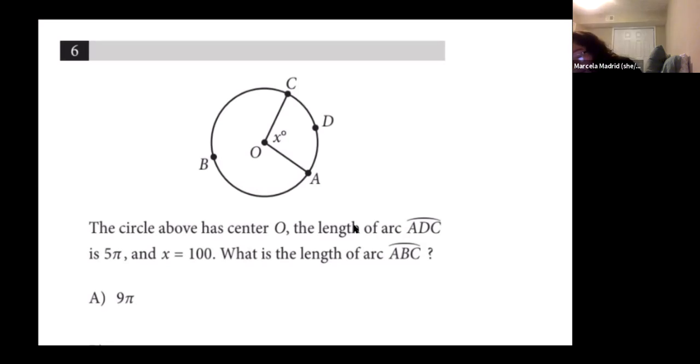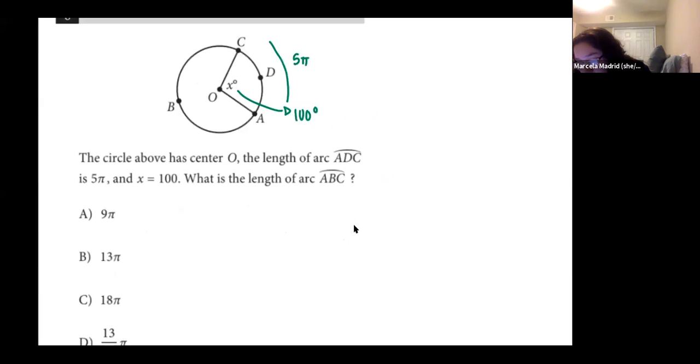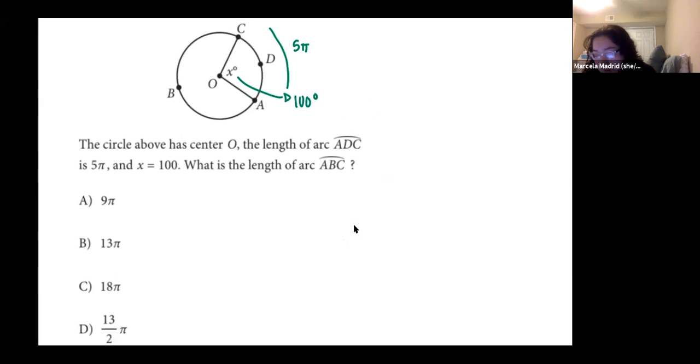I'm a label type of gal. So even if it is on the question, I would go towards the diagram and label it. And then all of that would be 5 pi. You don't have to do this part. This is just what works for me, because then I don't have to look back and forth at the diagram and at the question. Completely optional, not necessary, personal preference.